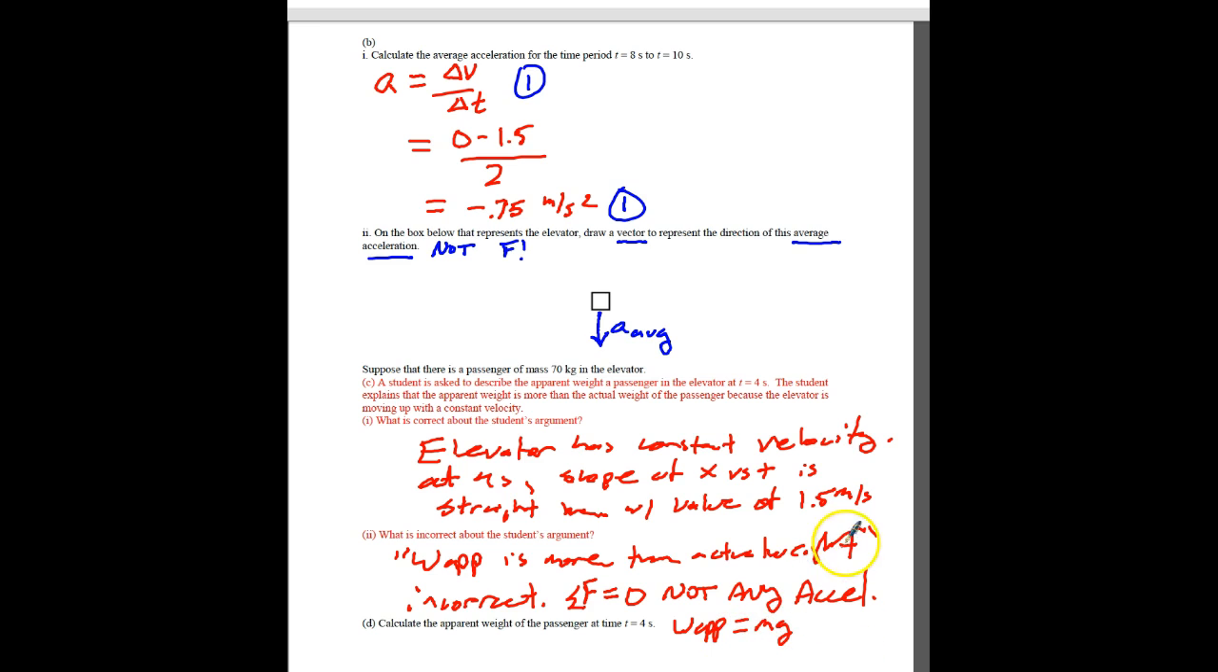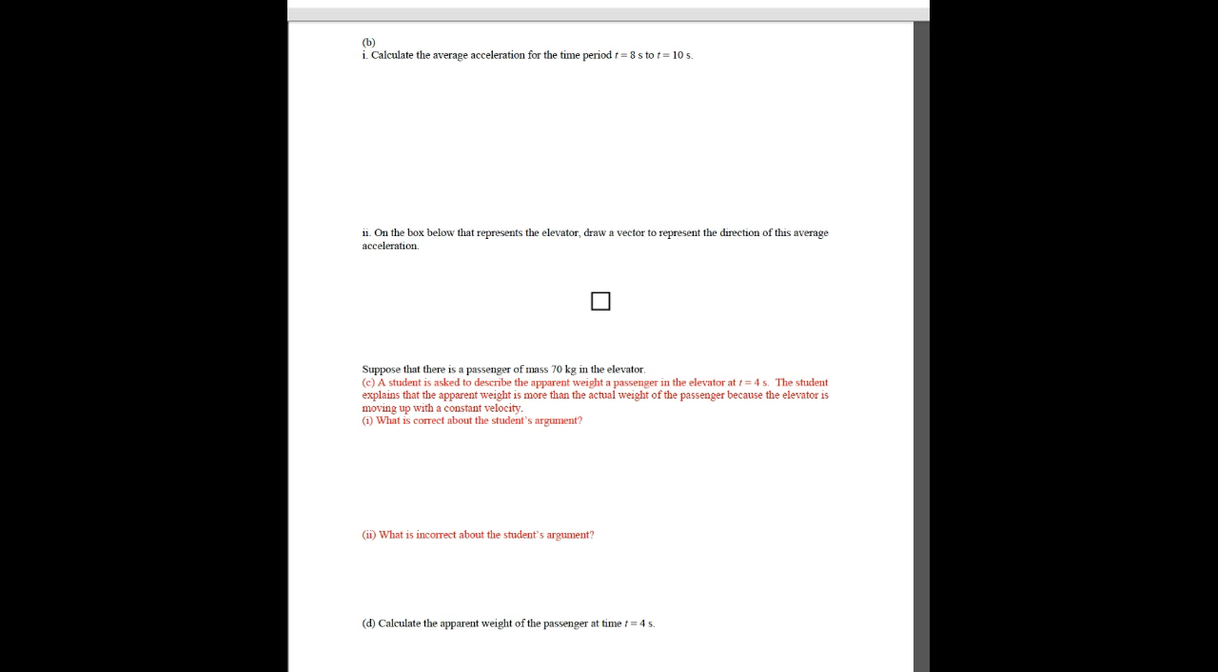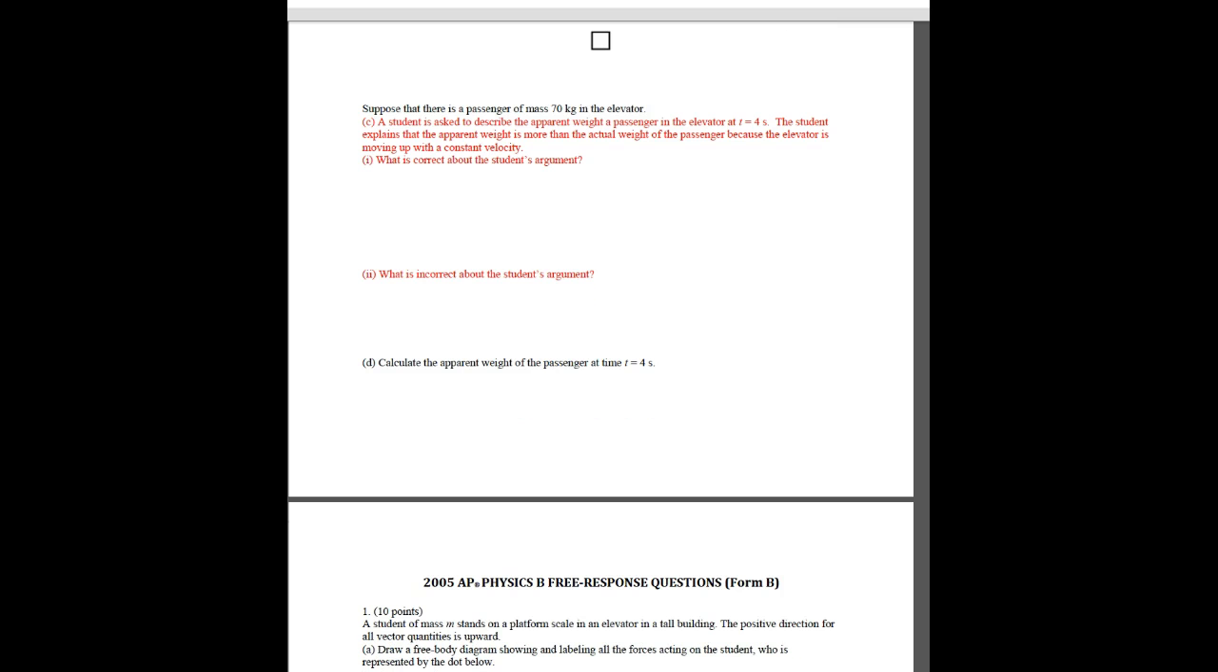So the last thing they want us to do in this one is figure out the apparent weight of the passenger at that 4-second time. So let's go ahead and figure out the weight at that time. We need to draw a free body diagram. Straight down, we know we have mg, and straight up is the normal force. And when we talk about apparent weight, remember the normal force is the same thing as the apparent weight. So when you stand on the scale, you're not measuring the real weight, you're just measuring how much force is pushing you back up so you don't fall through the floor.